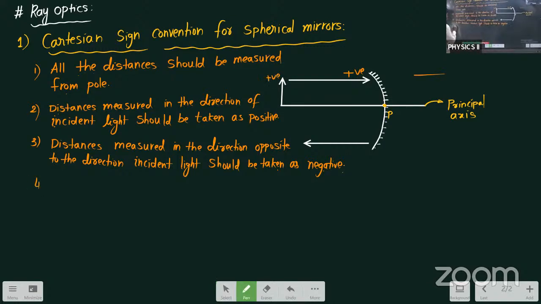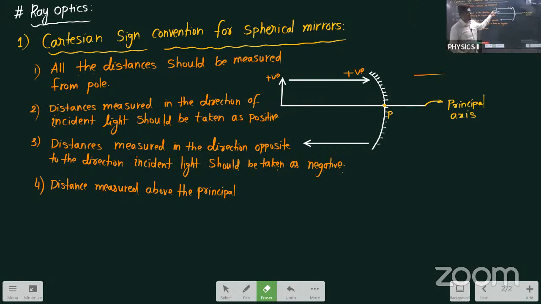Fourth point: distances measured above the principal axis. Otherwise you can write it like this also: the height measured above the principal axis should be taken as positive, and the height measured below the principal axis should be taken as negative. So you can write that also.